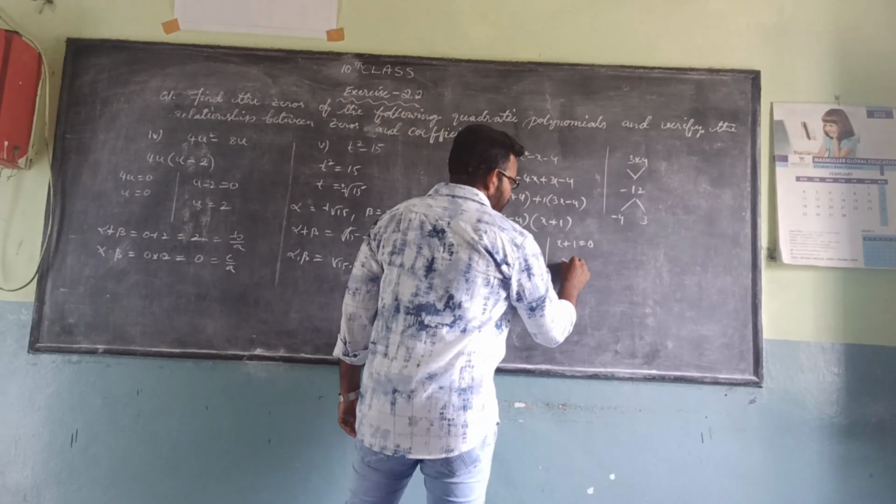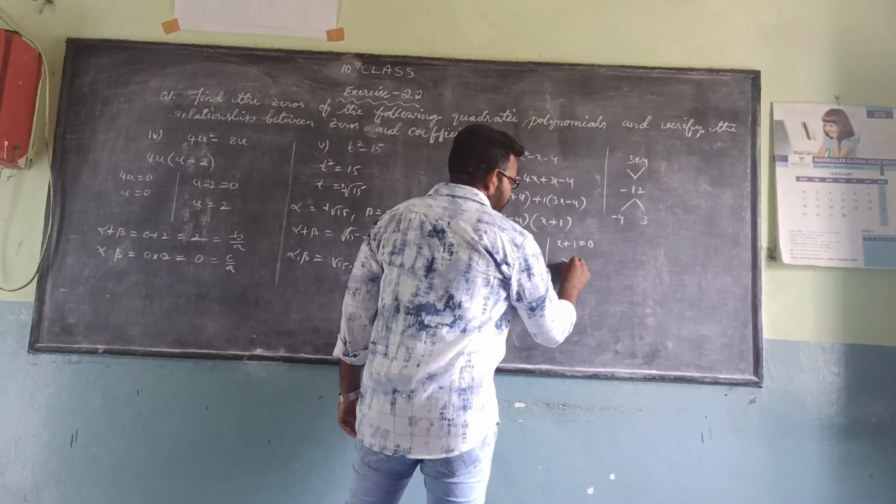So here minus b, so minus 1 alpha minus... plus 4 by 3, and alpha into beta, alpha into beta is 4 by 3 into minus 1. It gives you minus 4 by 3, that is c by a. So here c is minus 4 and a is 3. So this is the relation between zeros and the coefficients of the polynomials.